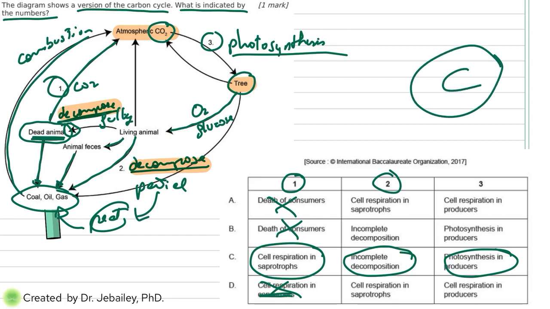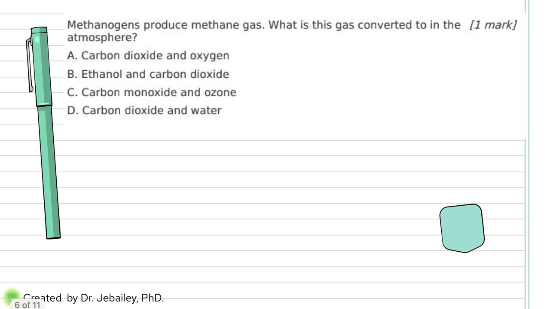One thing that is very important to remember is that when bacteria eat a dead animal, the bacteria are also releasing CO2 to the air, because eating a dead animal is the same thing as doing cell respiration, which is releasing CO2. So moving on to the next question.